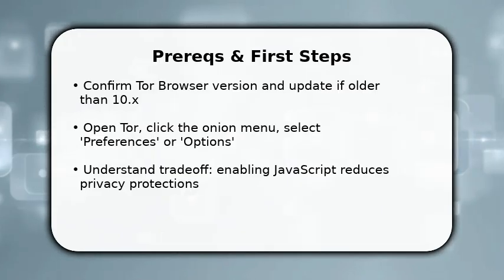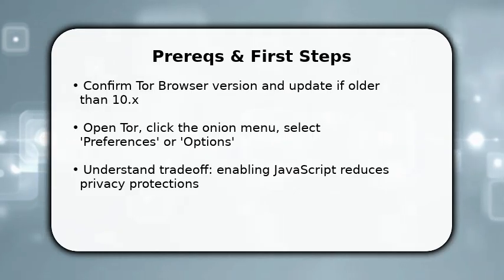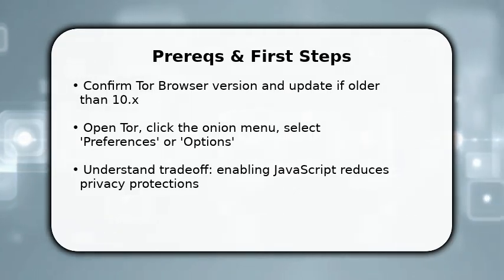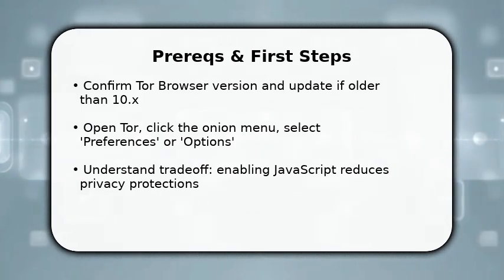Make sure your network connection is stable and that you have administrative rights on the machine. This first step prepares Tor to accept finer-grained configuration changes and prevents accidental exposure later on.